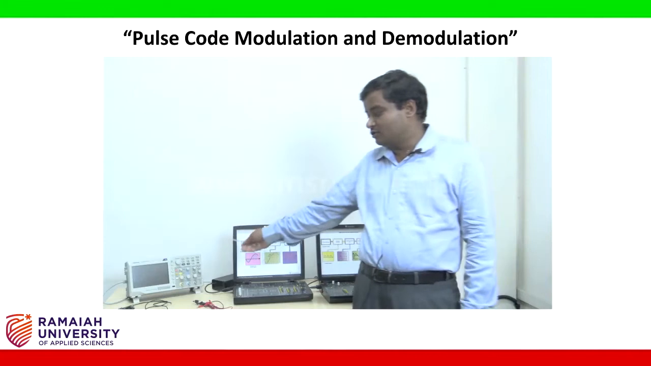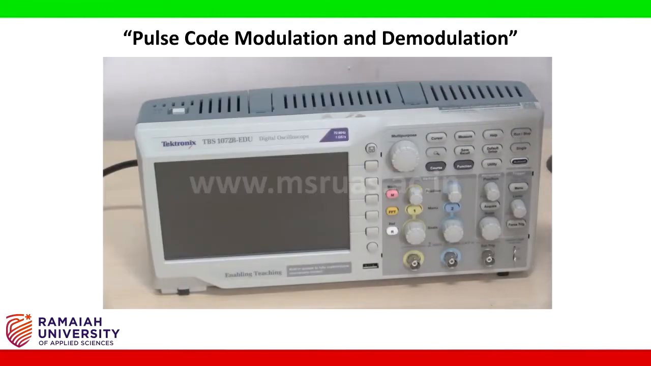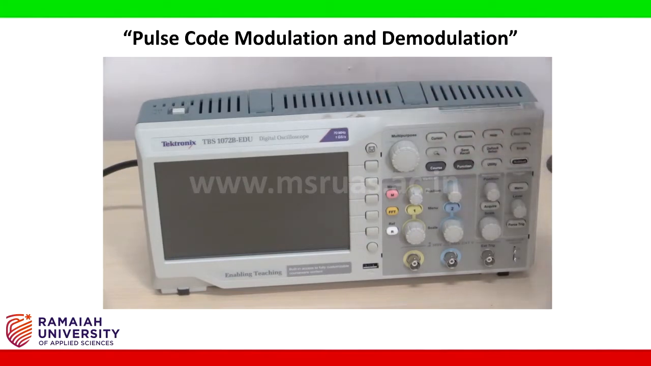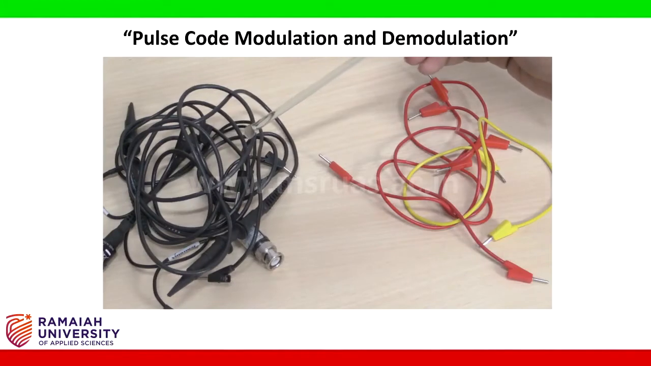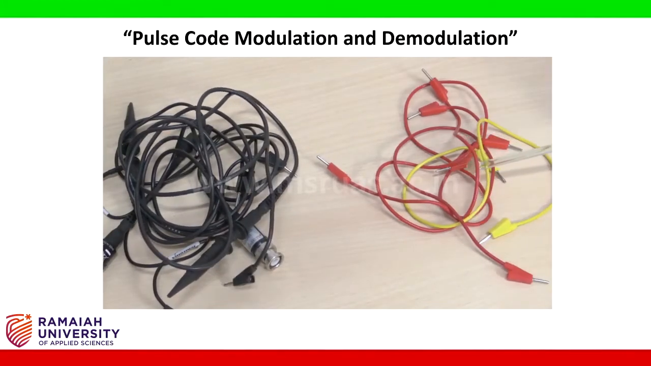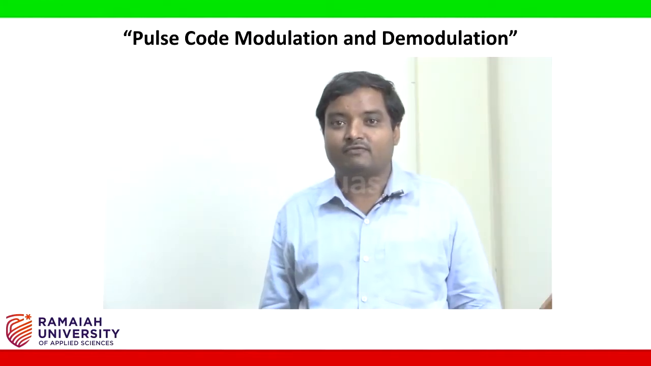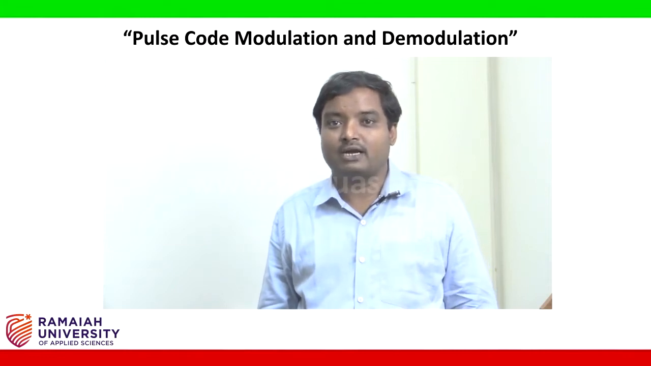And this is the digital oscilloscope. The main power switch of this digital oscilloscope is this one, and this is a two channel oscilloscope, channel 1 and channel 2. These are the magnitude adjusting knobs, these are the horizontal position adjusting knobs, and this is the time scale adjusting knob. These are the connecting probes for the digital oscilloscope, and these are the connecting wires for the Syntec 2151 board. Now let us start the connections for the experiment pulse code modulation and demodulation.